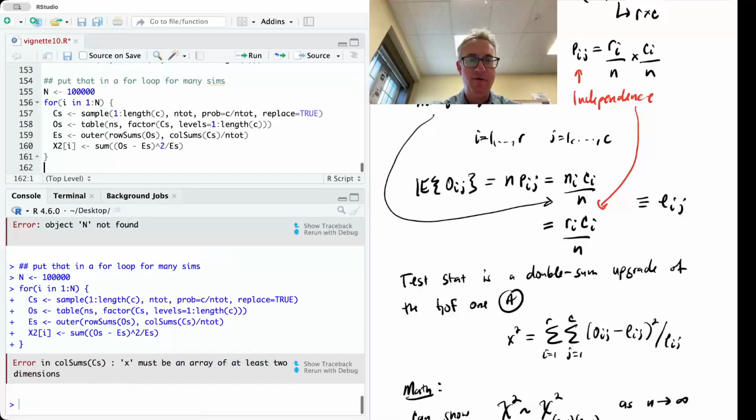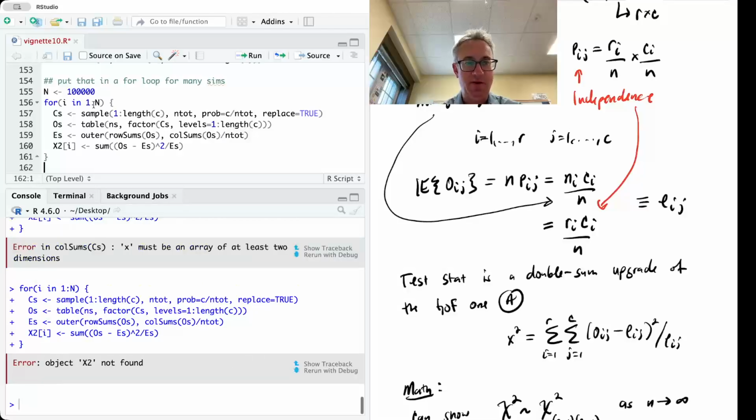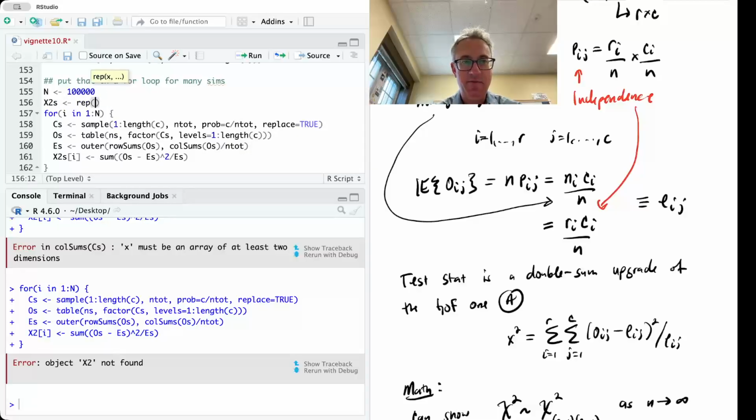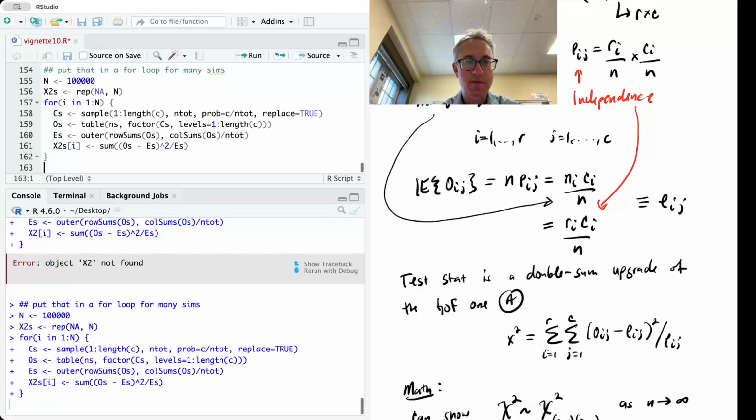Oops, I was trying to use the n I had before, but 100,000 is what we had before. Okay, colSums, I, as usual, messed up. Why is this not an array of, oh, because it's not, there's my mistake. I've got to use the full matrix. Yeah, that's right. X2 not found, X2s, and I better do X2s rep. NaN. Okay.